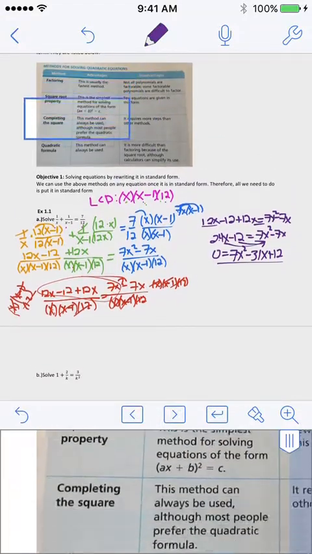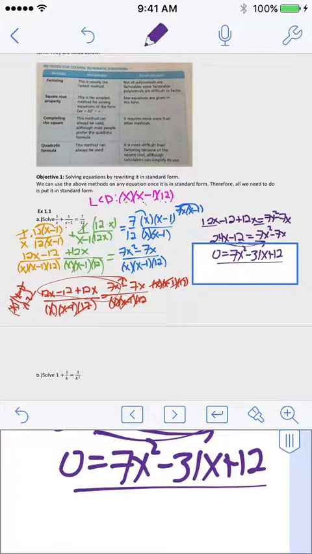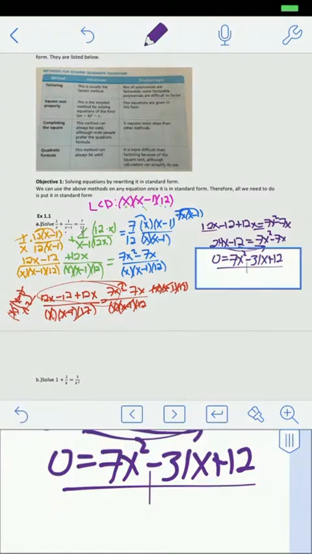Now we can use any one of these guys to solve it. I know 9 out of 10 of you are going to want to use the quadratic formula. Fine, go for it. I'm going to do factoring because it's just going to be 10 times easier. So when I factor this, let's see, what's 7 times 12? I believe 84. Two things that multiply to 84 and add to negative 31.